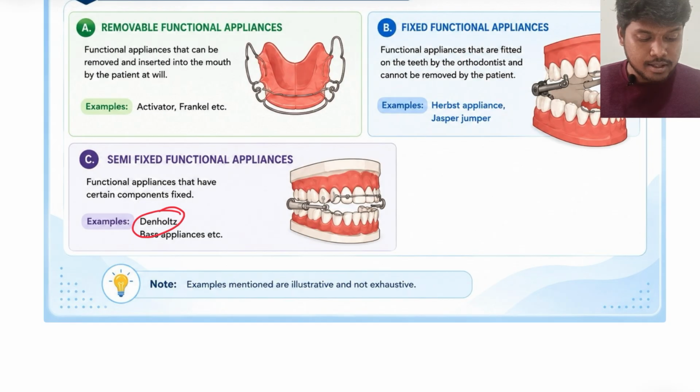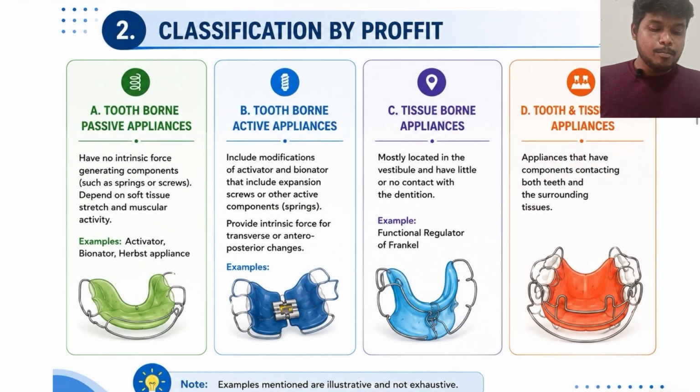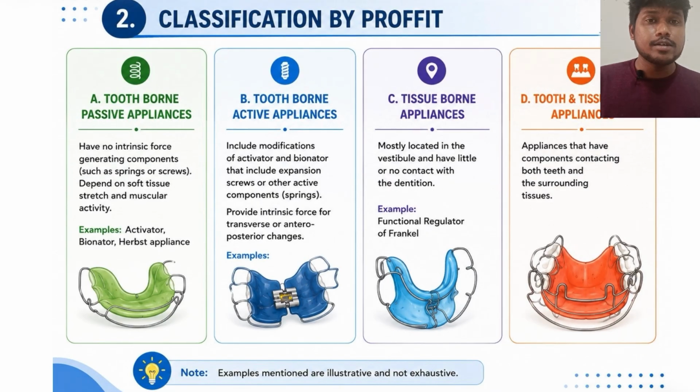Now let's move to another classification given by Proffit. Proffit classified the myofunctional appliances as tooth-borne and tissue-borne. Okay, tooth-borne and tissue-borne. Tooth-borne means the functional appliance will contact with the tooth, directly working on the teeth. Now tissue-borne means the myofunctional appliance contact will be with the tissue, not the teeth. And one more is tooth and tissue-borne, which means the functional appliance will contact with the tooth as well as the tissue.